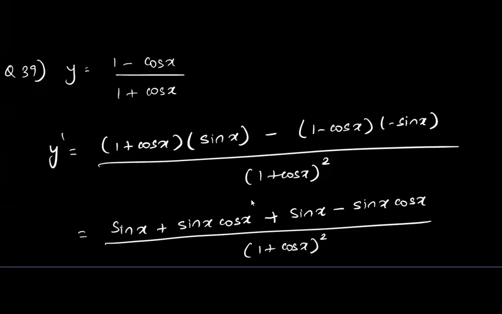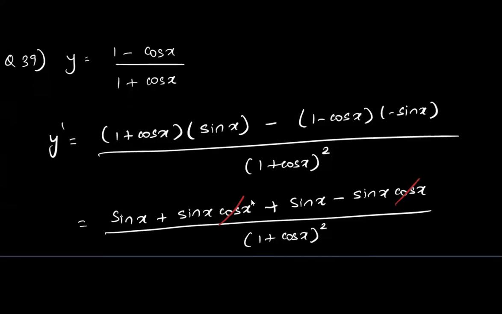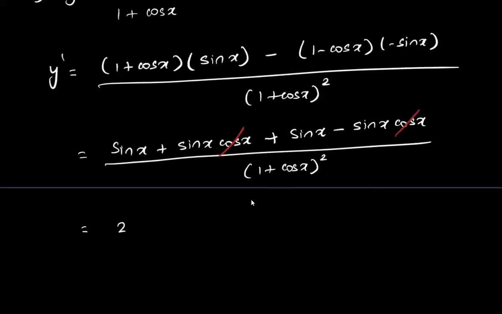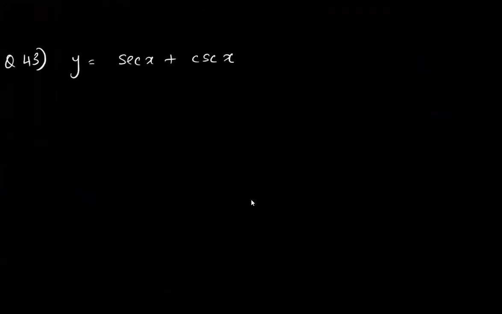Now let's see what gets cancelled away. This and this gets cancelled away, and that gives me the final answer as 2 sine x over 1 plus cosine x the whole squared. Okay. All right. The derivative of secant is secant x tan x. The derivative of cosecant is minus cosecant x cotangent x. And that's it. There's nothing more to be done here.